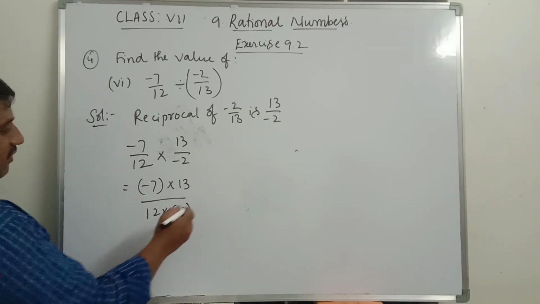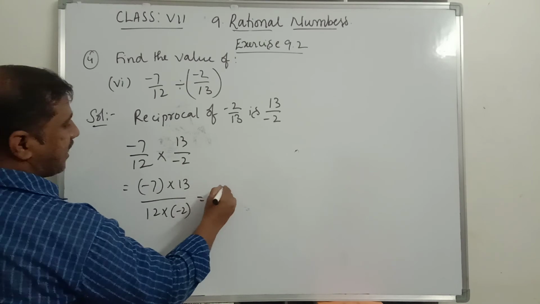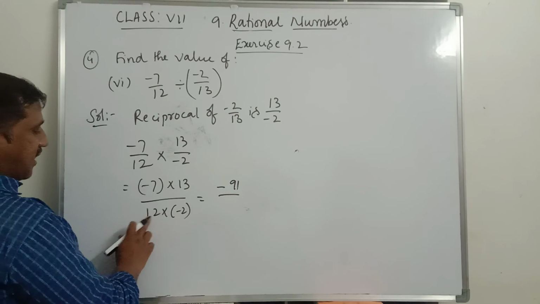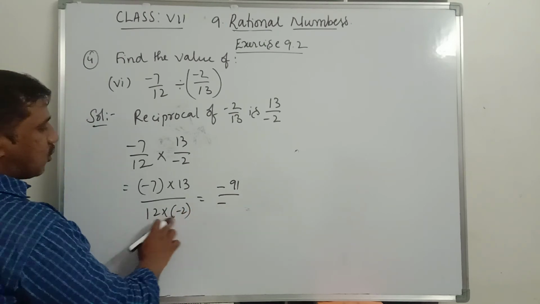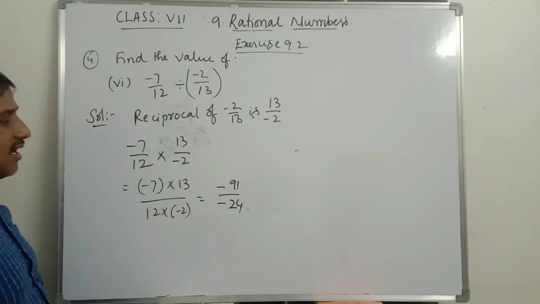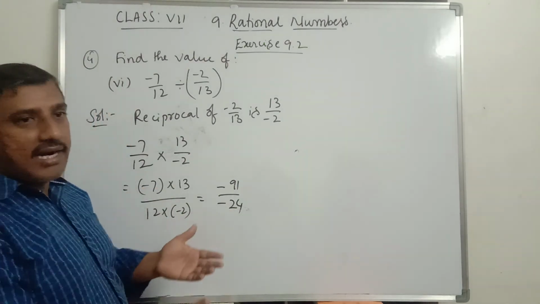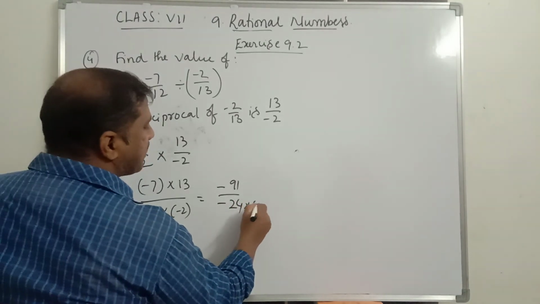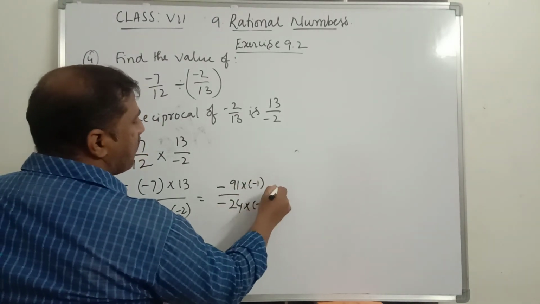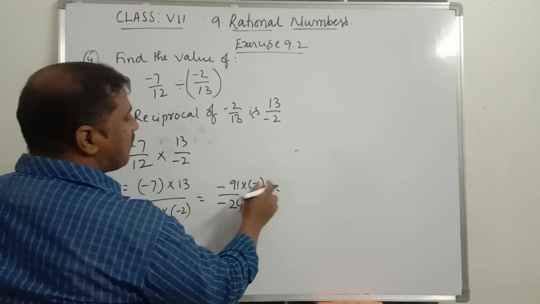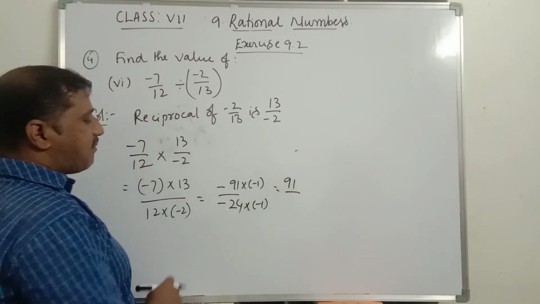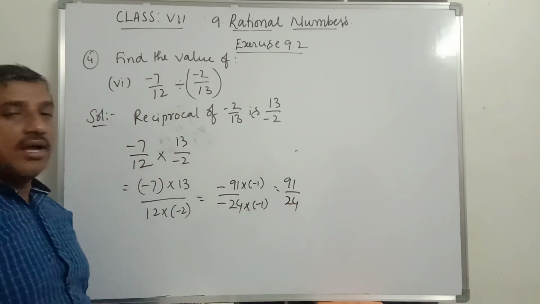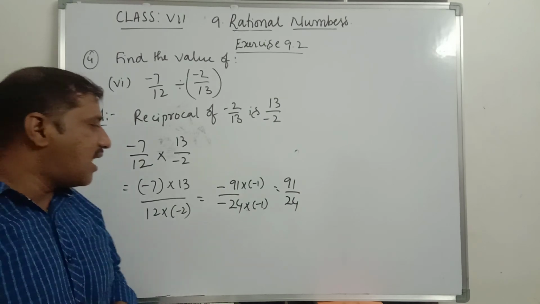What do we get? Minus into plus is minus, 13 into 7, 13 7s are 91, divided by plus into minus is minus, 12 into 2, 12 2s are 24. Here we got it. Now we can change this to the standard form. We can cancel minus and minus, it means we are multiplying with minus 1. So what do we get in the standard form? Minus into minus is plus, 91 into 1 is 91, divided by minus into minus is plus, 24 into 1 is 24. Therefore 91 by 24 we got as the quotient.